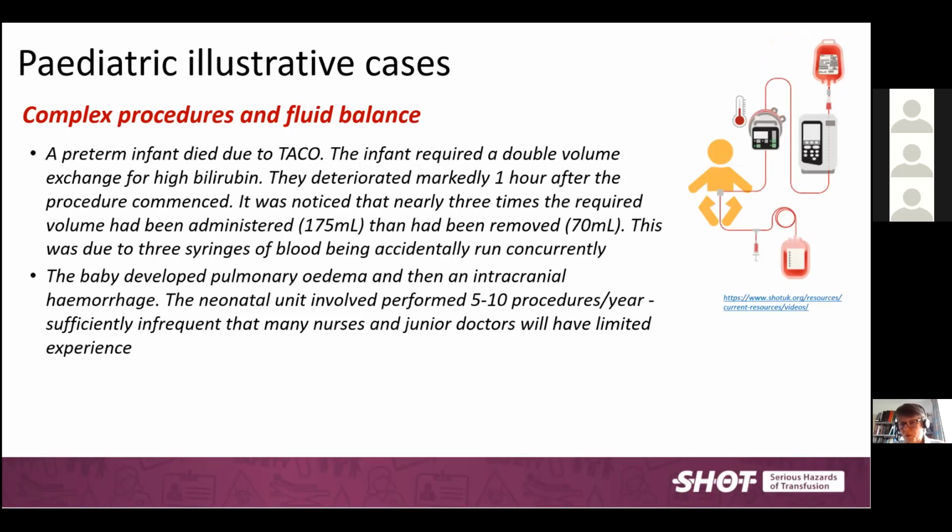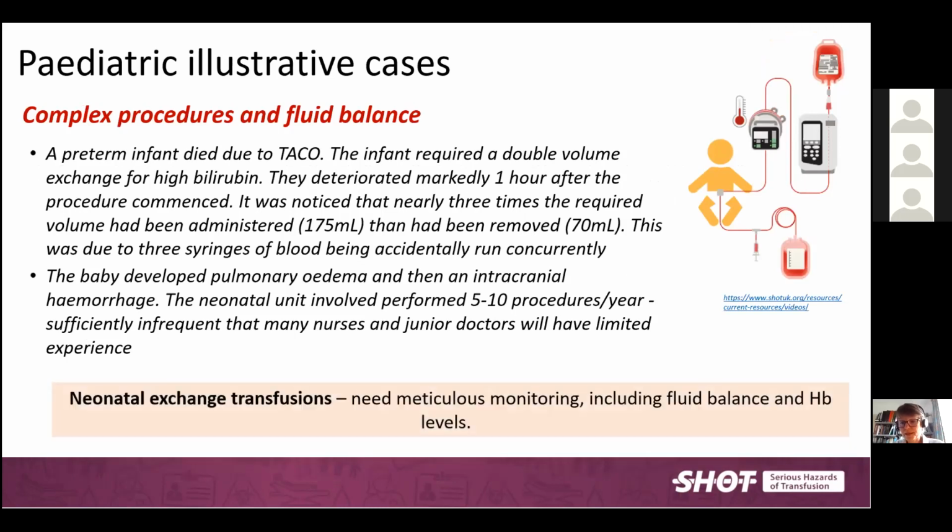Another situation where we've seen TACO reported in pediatrics is for complex procedures where fluid balance can be an issue if they're not monitored properly. And a classic one of those in pediatrics is neonatal exchange transfusions. These need meticulous monitoring, including fluid balance and hemoglobin levels. And in this particular case here, a preterm infant actually died due to TACO.